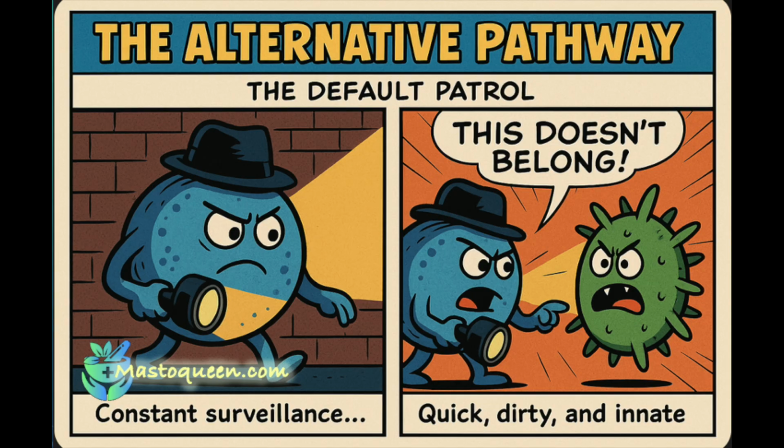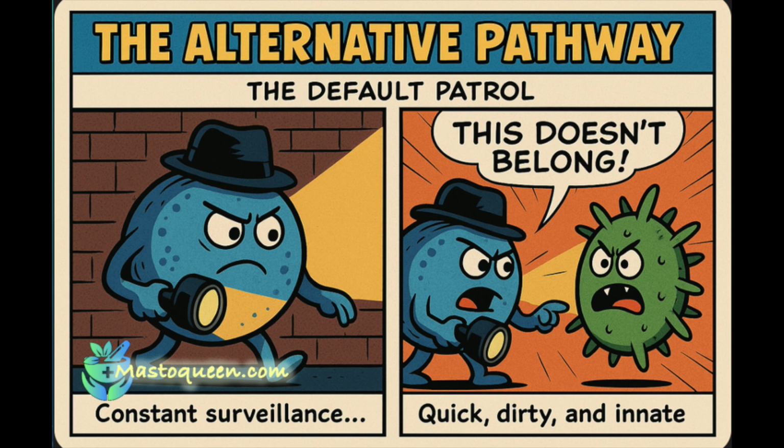The alternative pathway, or the default patrol, this one's like a constant surveillance. It randomly checks surfaces, and if it doesn't find a self signal on something, it attacks. So it's like your system is saying, this doesn't belong. Attack first, ask questions later.